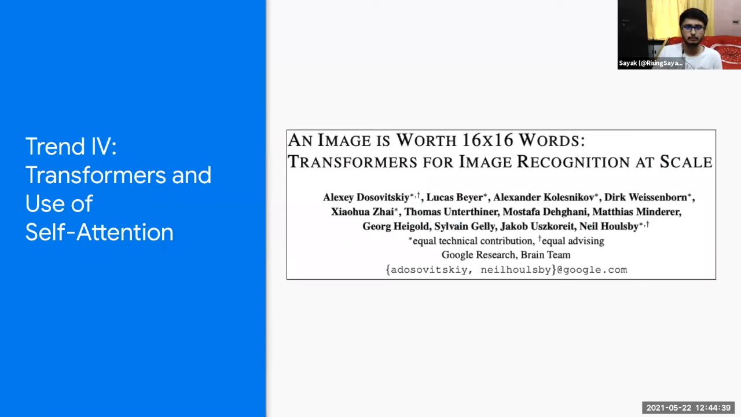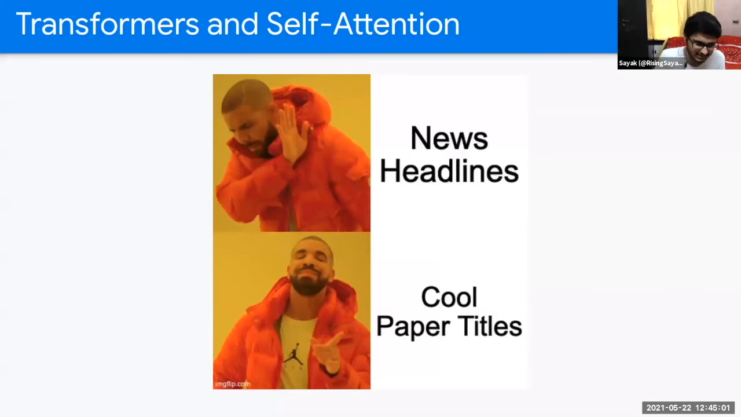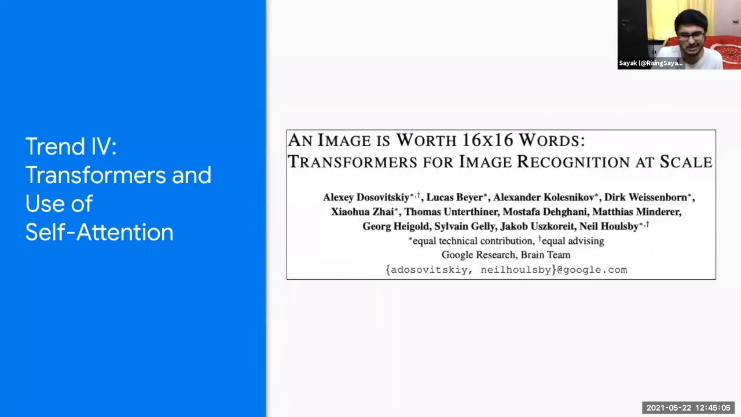And the pre-final trend we will be discussing is the use of transformers and self-attention for modeling computer vision problems. I have cited this paper called "An Image is Worth 16x16 Words: Transformers for Image Recognition at Scale" from Google Research, just because it has a pretty wacky and cool title. I mean, an image is worth 16 by 16 words. It has some poetic notion to it, right?